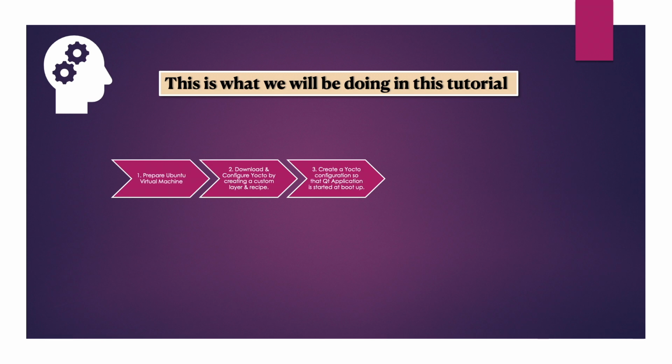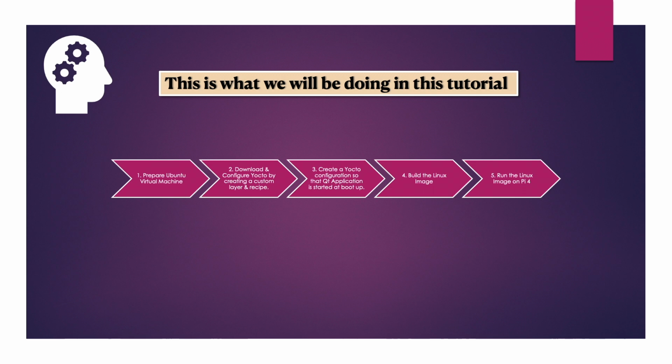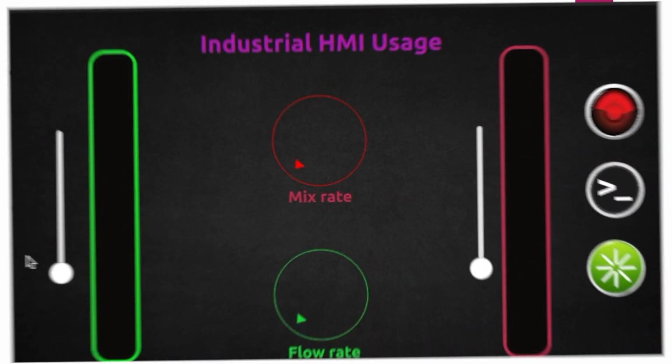I'll provide the files including the generated Linux image so you can try it on your SD card without going through all these technical details. I'll provide the links in the description. All the links will be in the description. So we'll go through the steps. Eventually we'll build the Linux image and we'll put it on the Raspberry Pi to test it out to see what it is. So let's get started.